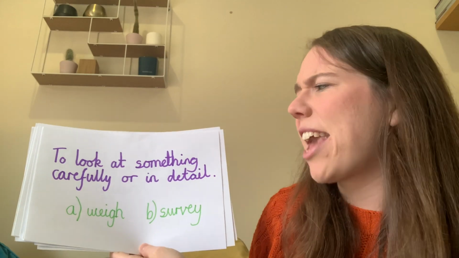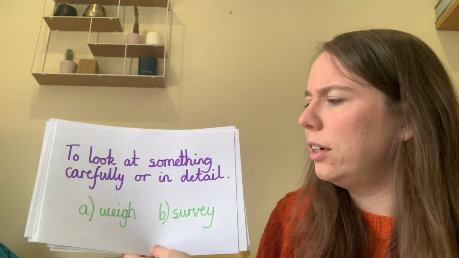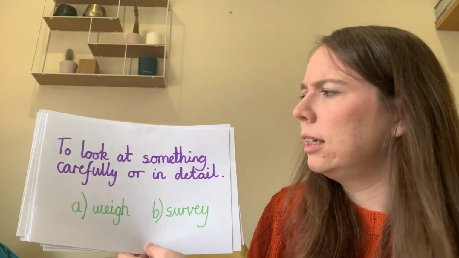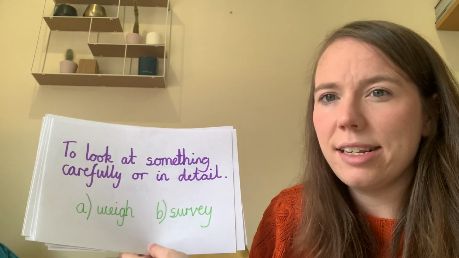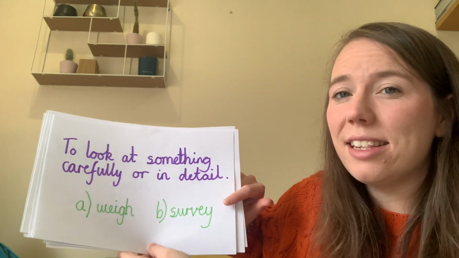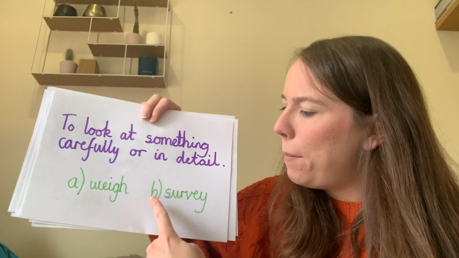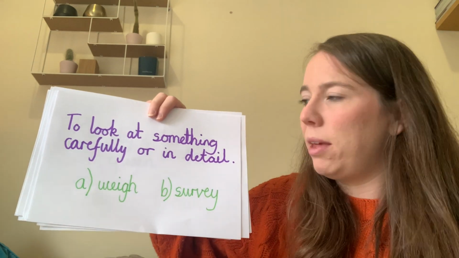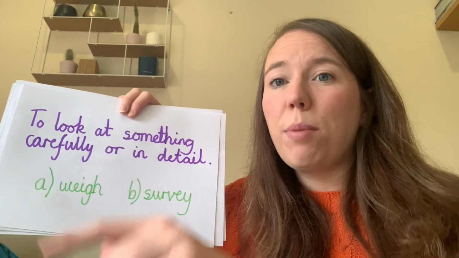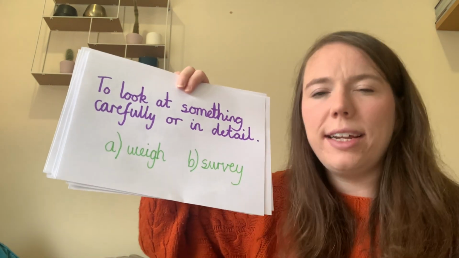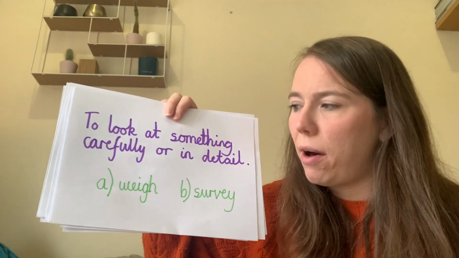To look at something carefully or in detail. Is that A, to weigh something, or B, to survey something? To look at something carefully in detail. Well done. That is B, survey. We've already found out that A, weigh, is to see how heavy something is. B, survey, is when you are looking at something carefully. If your family want to buy a house, they might get a survey done of it. They might look at it very carefully to check that everything is okay before they buy it.